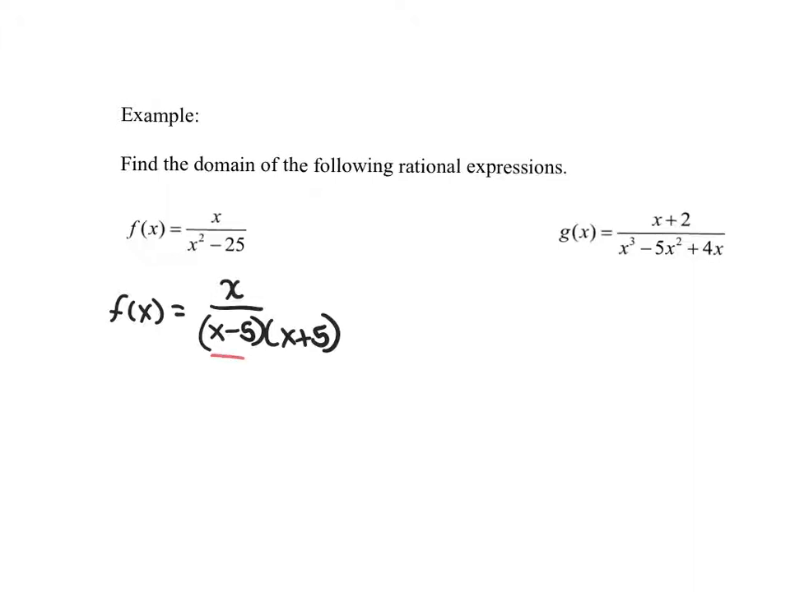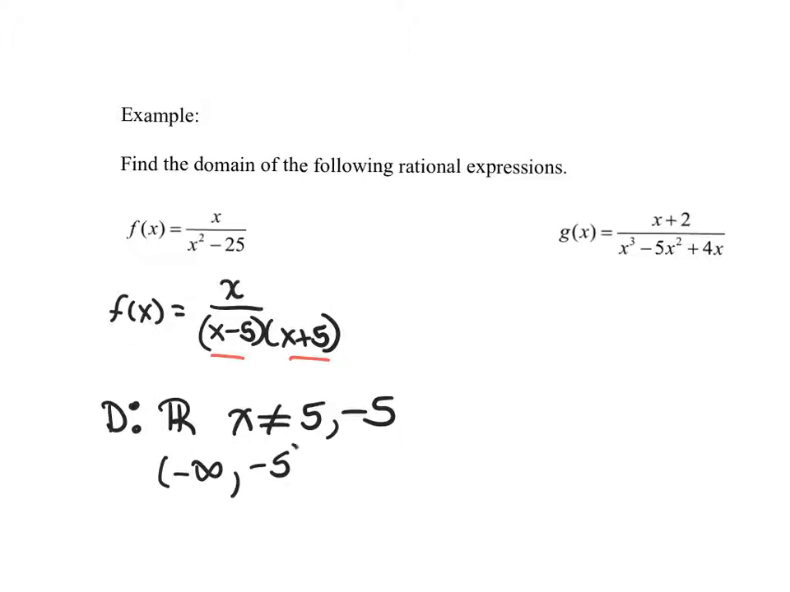But if you look at these two factors, x minus 5 and x plus 5, what makes them 0 is 5 and negative 5. So our domain is going to be all real numbers, x not equal to 5 or negative 5. In interval notation, that is negative infinity to negative 5, union negative 5 to 5, union 5 to infinity. Whatever makes the domain excluded, those values are actually pretty interesting too.